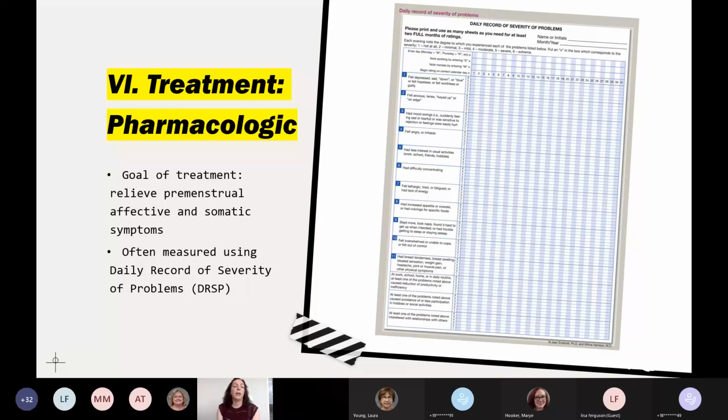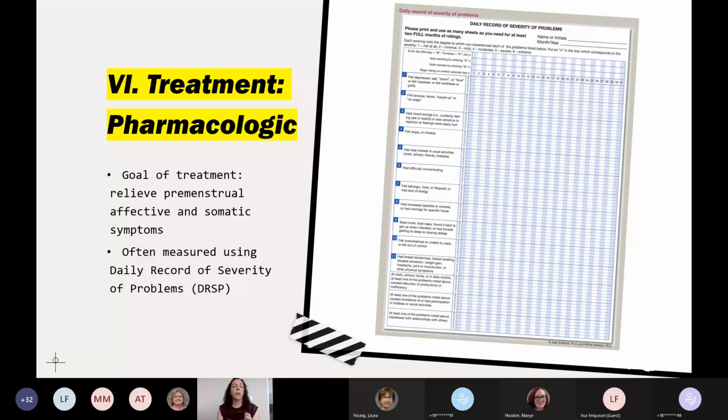The daily record of severity of problems, or the DRSP, is a tool that's available in the public domain. This is a picture of it, but I know it's kind of hard to read. It has ratings for 11 major symptoms, including feeling depressed and sad, having mood swings, feeling anxious or on edge, difficulty concentrating, sleep difficulties, and then a question about physical symptoms in general. So breast tenderness, swelling, bloated sensation. And then the 3 questions at the end ask about functioning. So is it impacting your ability to be functioning well at work and at home? Is it causing the patient to have avoidant tendencies? And is it impacting relationships with others?